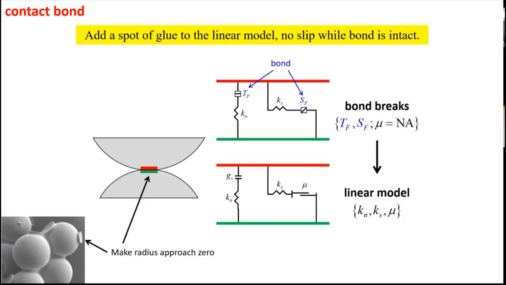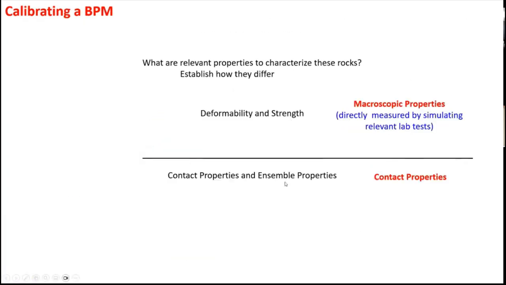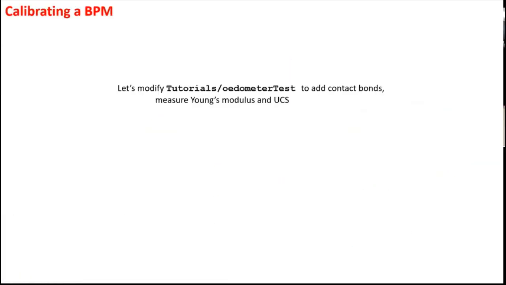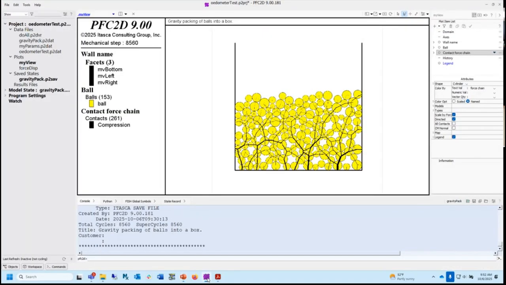You have to first pack them and they have to behave as a granular material first. Then we're going to put in bonds. This is what we almost always do when we build bonded systems. So I'm going to run it through the packing process and make it behave like a linear material, which means it's not bonded. After I'm done, I want to turn it into a contact bonded material.